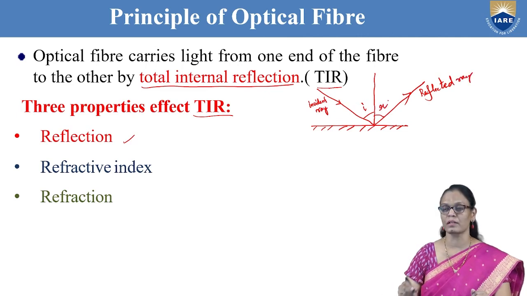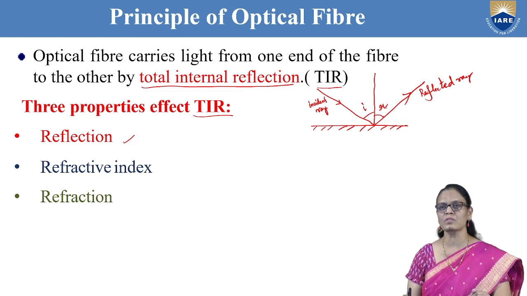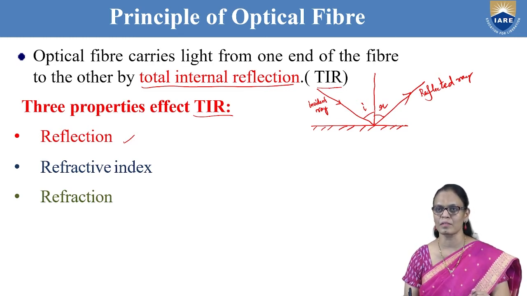This is angle R. And we also know the laws of reflection: angle I is always equal to angle R. So this is what we see in reflection.